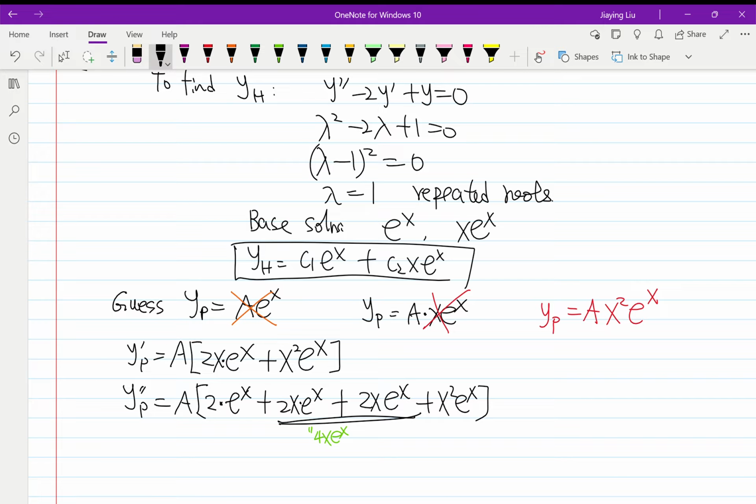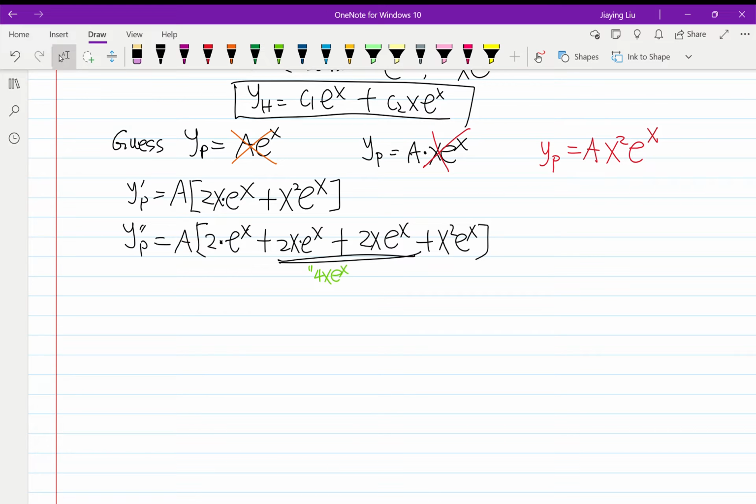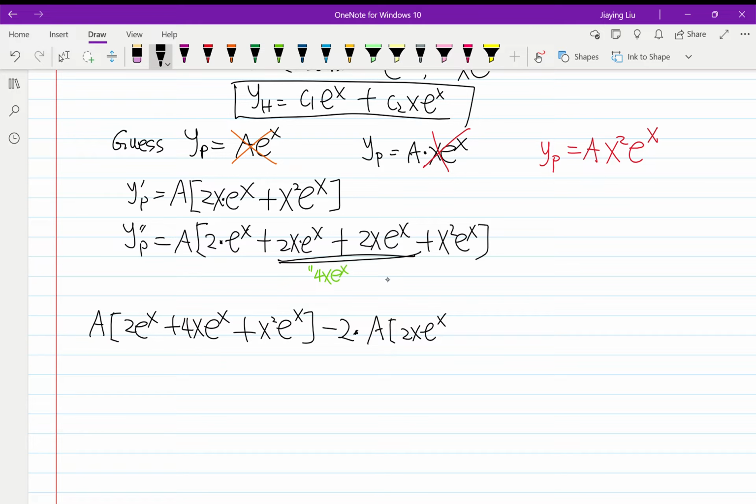I'm going to be lazy here, so instead of rewriting the second derivative, I just leave it the way it is, but when I use the second derivative, I'm going to use 4x e to the x. So now we're going to take everything and put it into that differential equation. So we have a times 2e to the x plus 4x e to the x plus x squared e to the x. So that's the second derivative, minus 2 times the first derivative. So 2 times a times 2x e to the x plus x squared e to the x. That's the first derivative term, and then we're going to add a y term, which is a x squared e to the x. And that should equal e to the x.